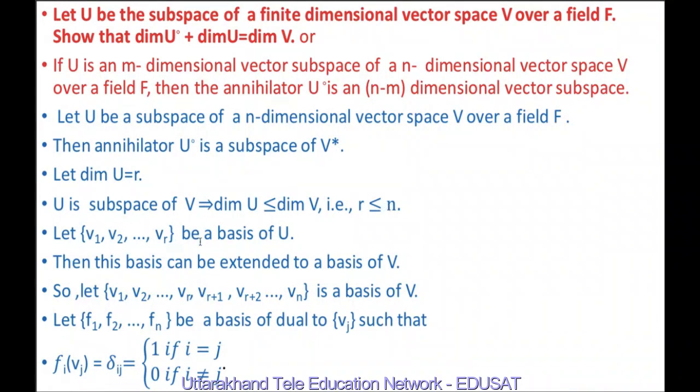Let v1, v2, ..., vr be a basis of U. It means this basis can be extended to a basis of V. Let v1, v2, ..., vr, vr plus 1, vr plus 2, ..., vn be a basis of V. Now let f1, f2, ..., fn be the basis dual to the vj, such that fi of vj is equal to 1 for i equal to j and 0 if i is not equal to j. So f1, f2, ..., fn is a dual basis to v1, v2, ..., vn.